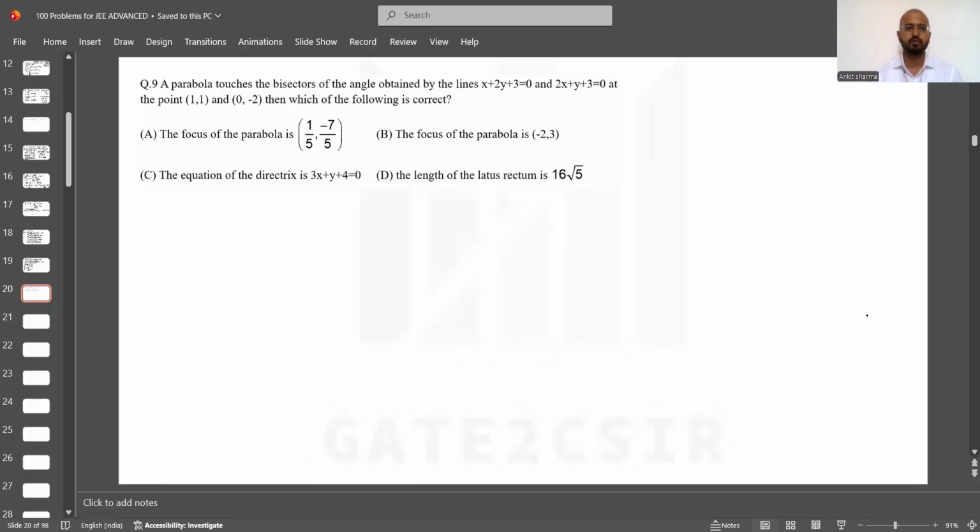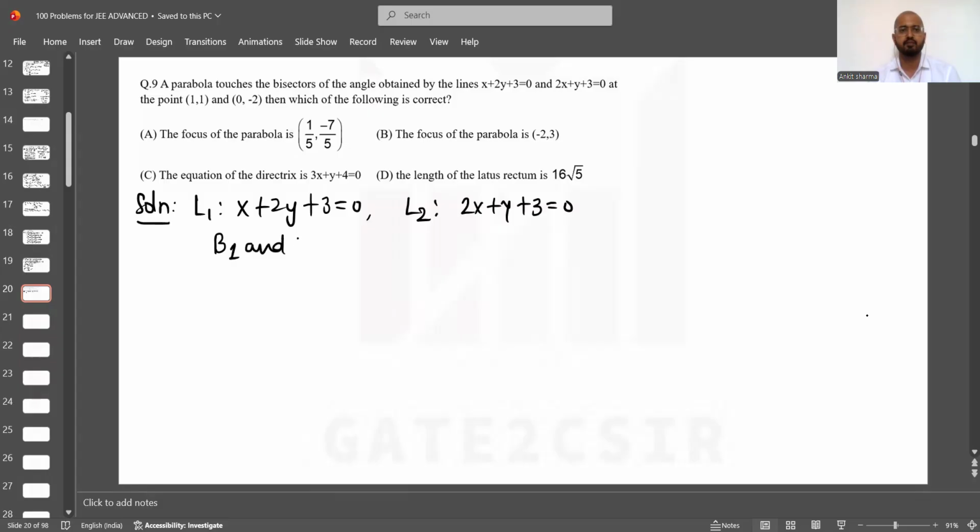Let's see the next one. We now have a parabola here. A parabola touches the bisectors of the angle obtained by these lines. So I have my line L1, which is x plus 2y plus 3 is equal to 0, and my second line L2 is 2x plus y plus 3 is equal to 0. Now I have the bisectors of these lines. So let's say the bisectors be B1 and B2. These bisectors are touching this parabola at the points 1, 1 and 0, minus 2. Then which of the following is correct?